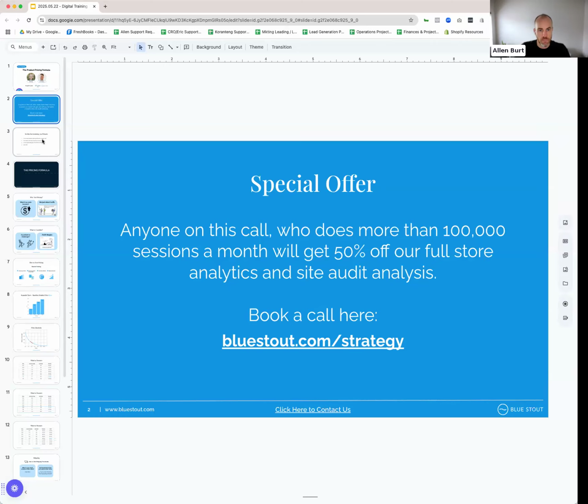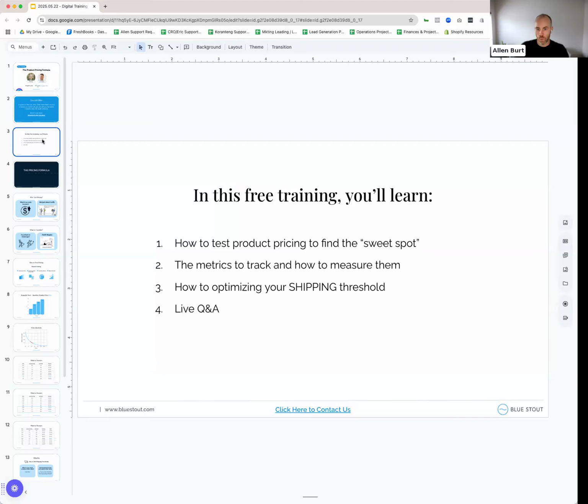All right, let's talk about the agenda for today. What we are going to cover is how to test product pricing in order to find that sweet spot, and that sweet spot is going to be different for every single brand. You may have picked pricing based upon the competitive market. You may have to change pricing because you're being affected by things like tariffs or other increases in your product inputs. You should always know how you can increase or decrease pricing and how that's going to affect the overall business. We want to show you how you can figure that out.